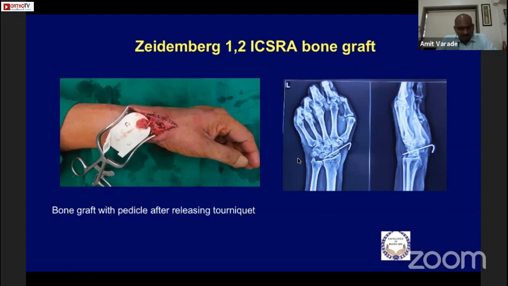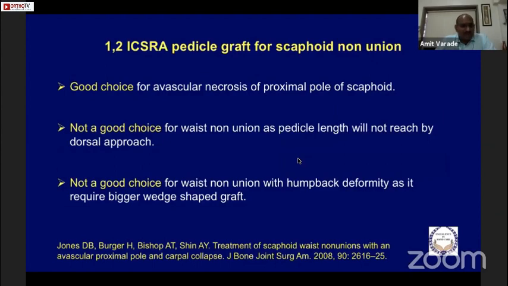was very small. So this graft is a very good choice for AVN of the proximal pole, but it is not a good choice for waist non-union, as the pedicle length will not reach there. And it is also not a good choice for waist non-union with humpback deformity, as it will require bigger size grafts.